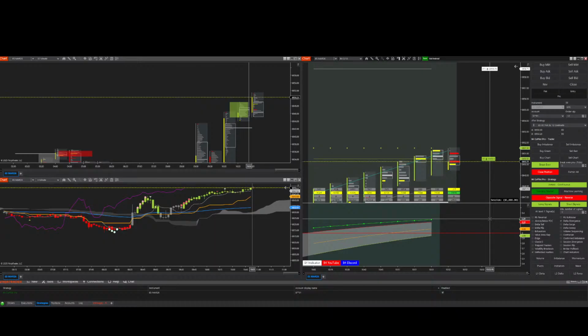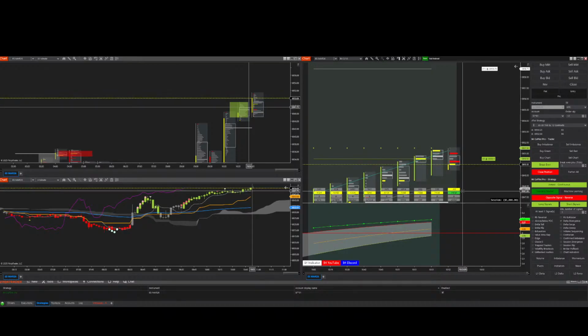I'm looking at Ichimoku. It looks like it has some more potential upside, but it might take a slight pullback here. I'm looking for possibly some potential volume to build right here. We'll see what it does.